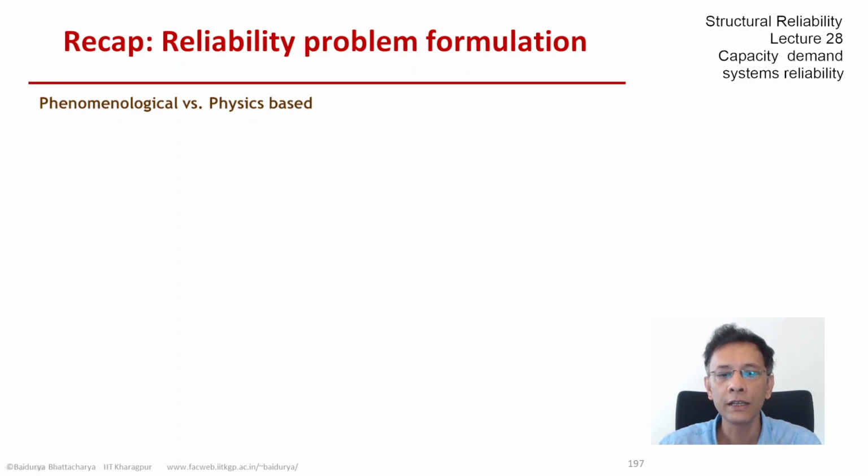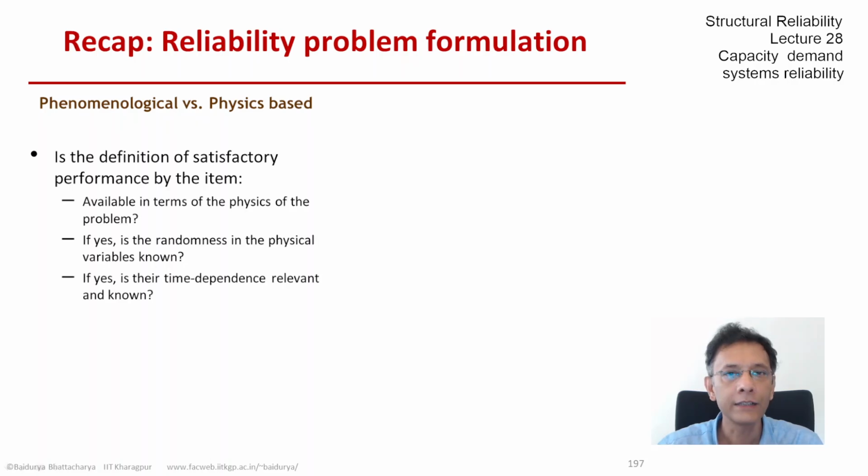We used the terms phenomenological and physics-based once or twice in the previous slide. So let's just recall what those are and how they're different. We have a set of questions. Is the definition of satisfactory performance by our item available in terms of the physics of the problem? If so, do we know the randomness involved, including any time dependence issues there?